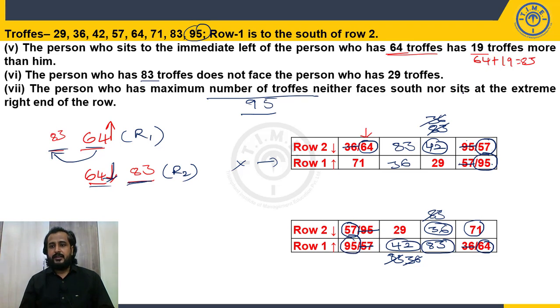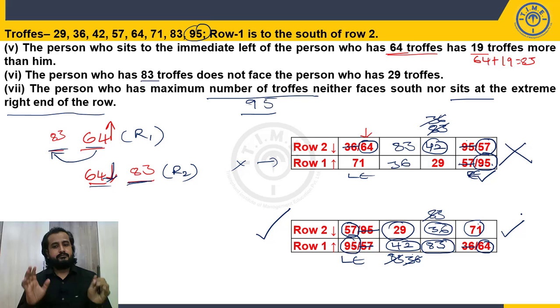It is also mentioned that 95 does not sit at the extreme right end of the row. If this is the case, this will be the extreme right hand. So this case is not valid. Here it is the left hand, so this case is valid. So this is my final arrangement: 57, 95, 29, 42, 36, 83, 71, 64. A typical arrangement, but you can understand the concept a lot here.